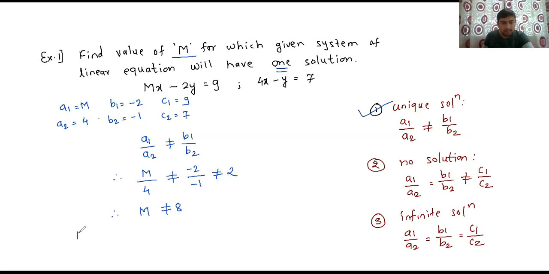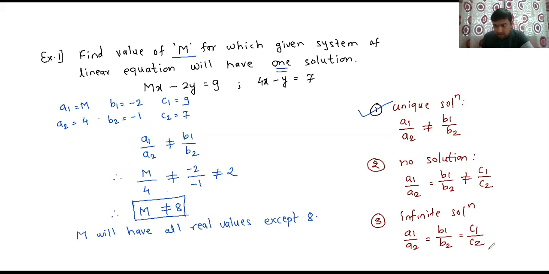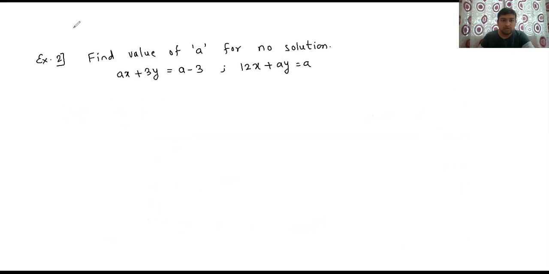That means m will have all real values except 8. Okay, so what is the condition that the given system of linear equation will have one solution? M, it should not be equal to 8. Yes, so this will be your answer. Is it clear? Okay. Let us see a problem on no solution.